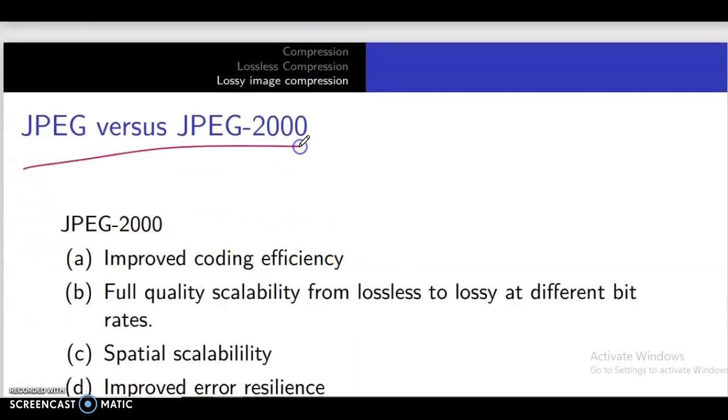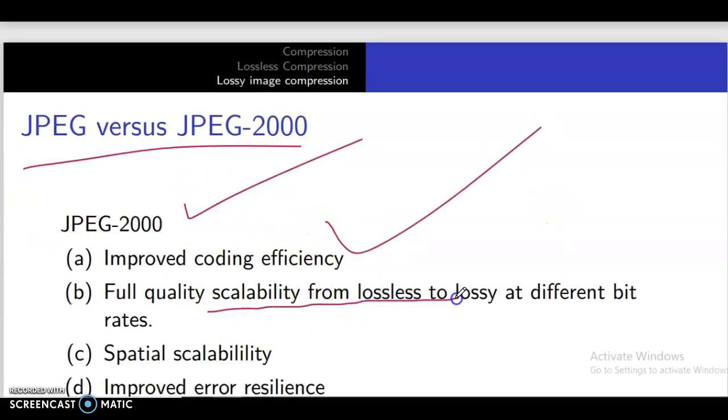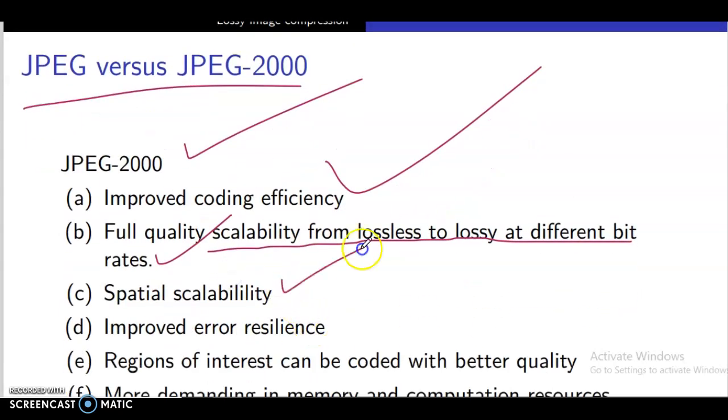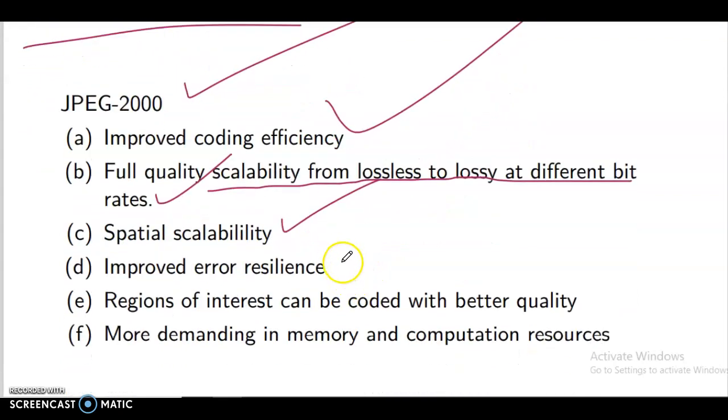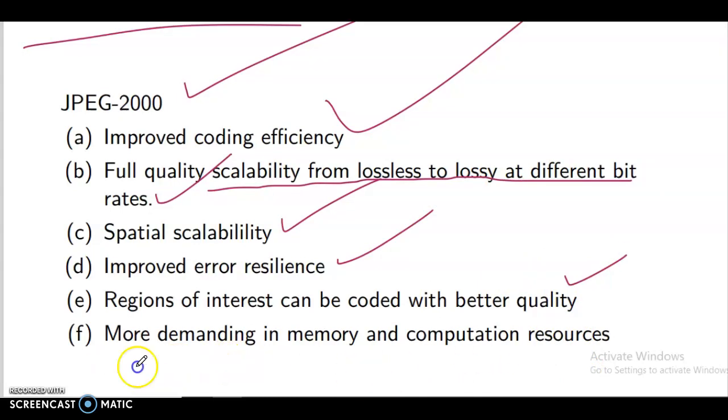JPEG versus JPEG 2000. JPEG 2000 has improved coding efficiency, full quality scalability from lossless to lossy at different bit rates, spatial scalability, improved error resilience, and regions of interest can be coded with better quality. It is more demanding in memory and computation resources.